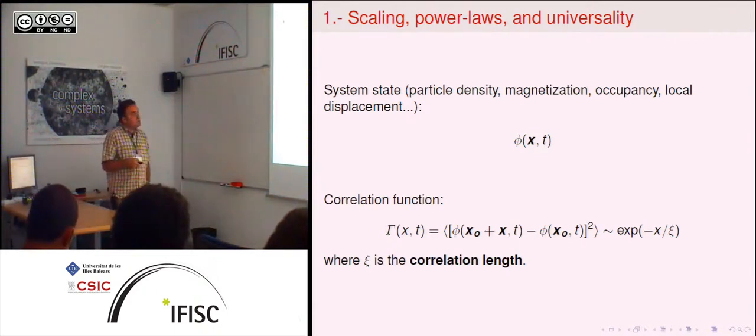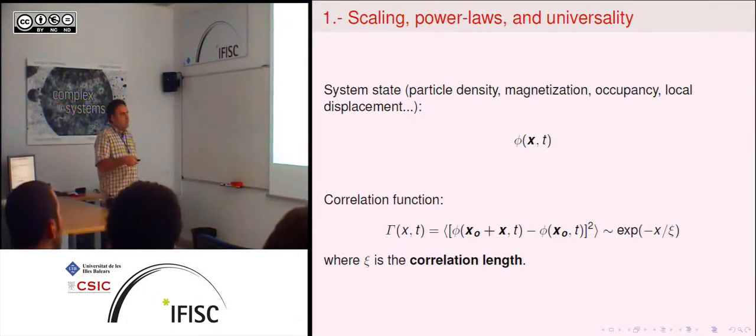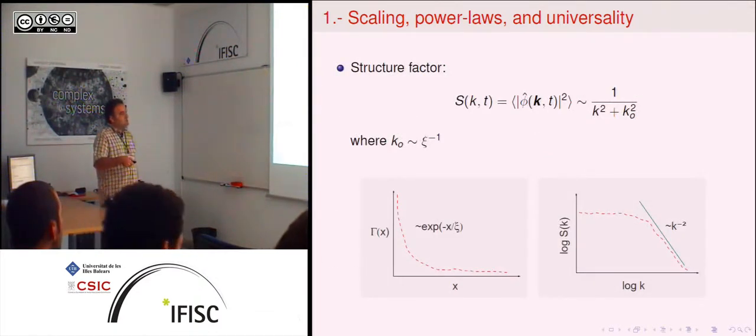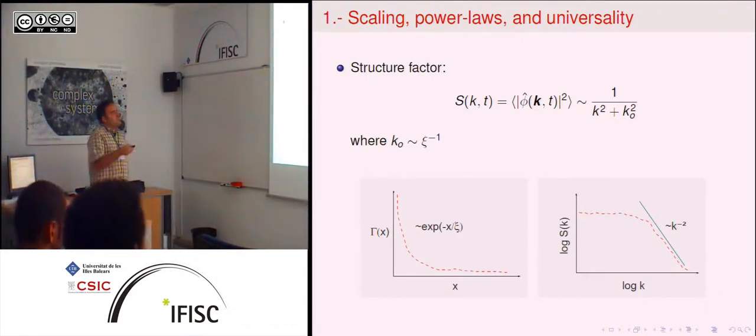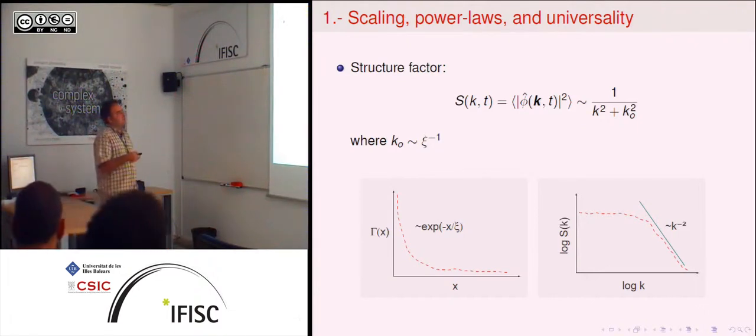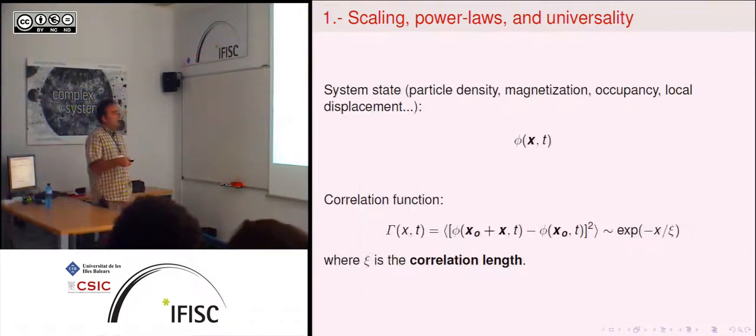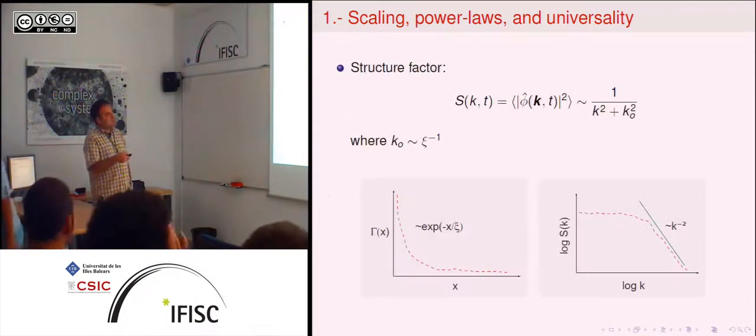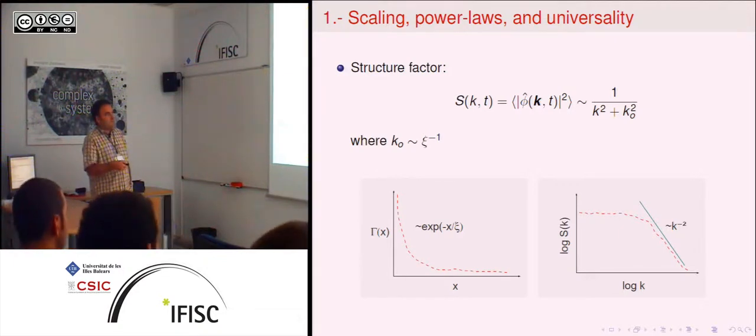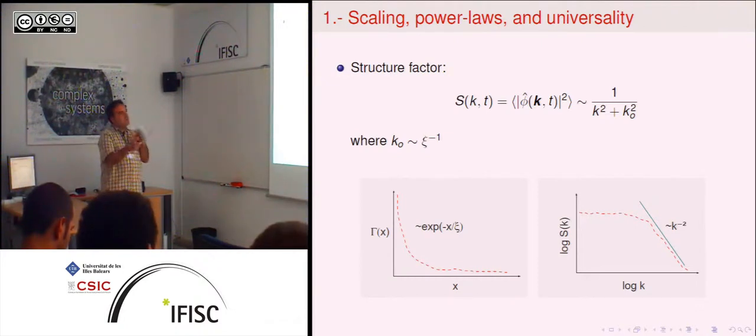Then we can do an equivalent description depending on the field we are working on. Instead of calculating the correlation function, it's often more natural to compute the structure factor or the power spectrum of our state variable. This is equivalent to the spatial description in the sense that the Fourier transform of this correlation function directly gives this structure factor. So both are real space and Fourier space descriptions of the same quantity.